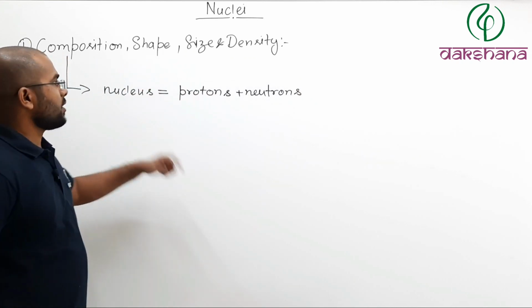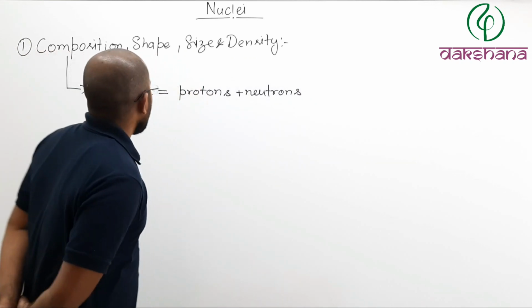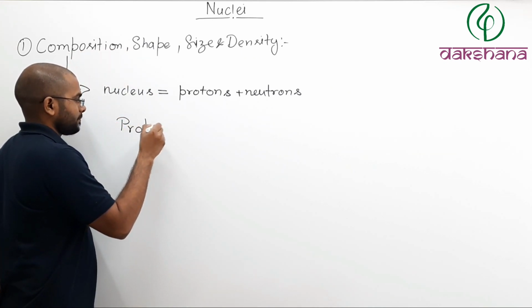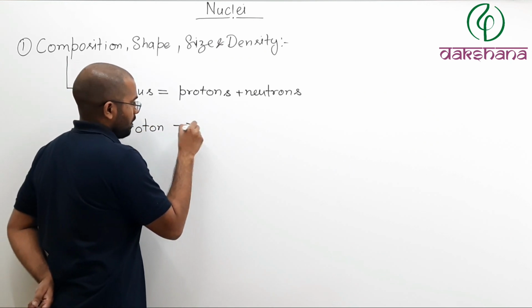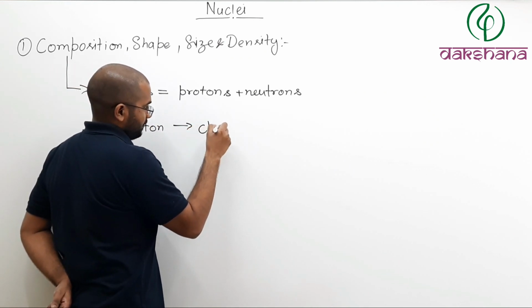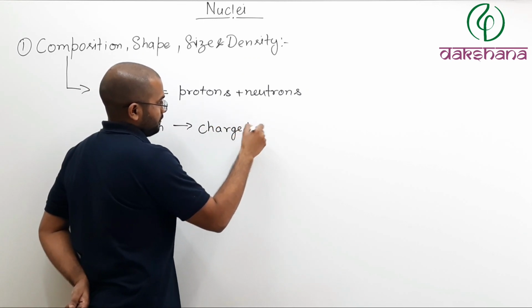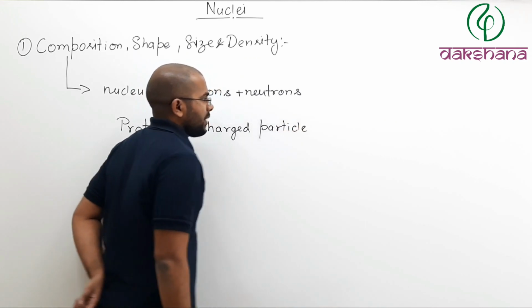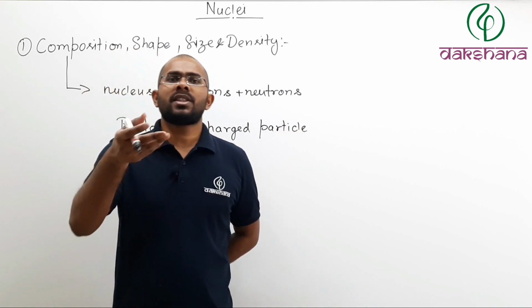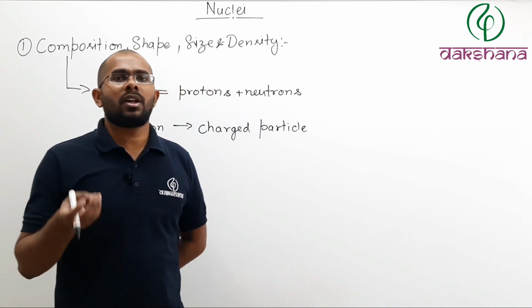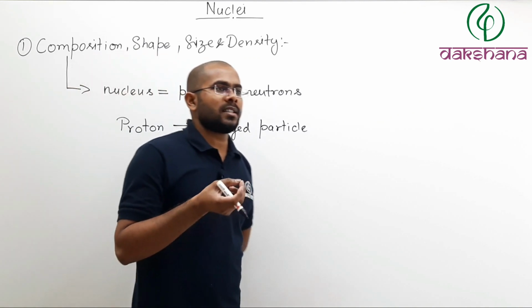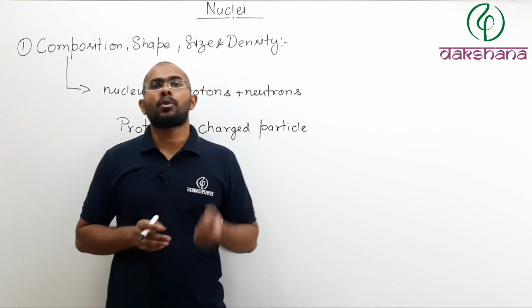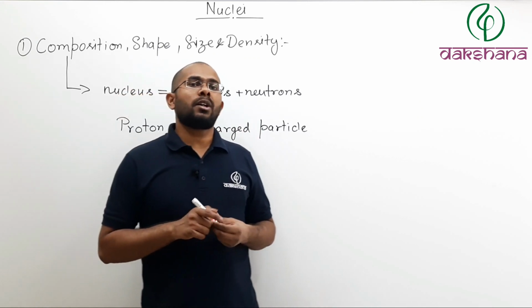Now what are these protons and neutrons? Proton is a charged particle. Now when you say that proton is a charged particle, the immediate question should be how much charge? How much charge does a proton have? A proton has a charge equal in magnitude and opposite in sign to that of an electron.